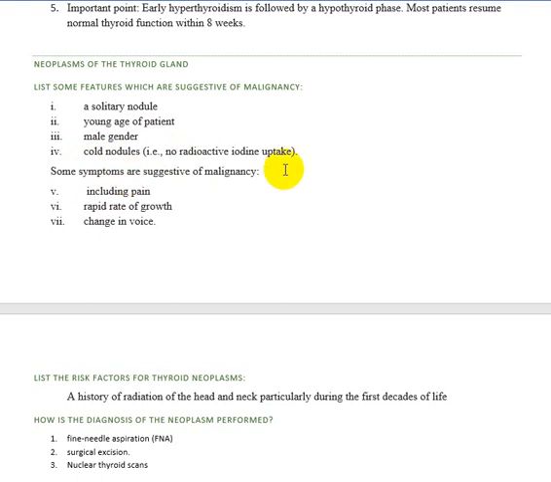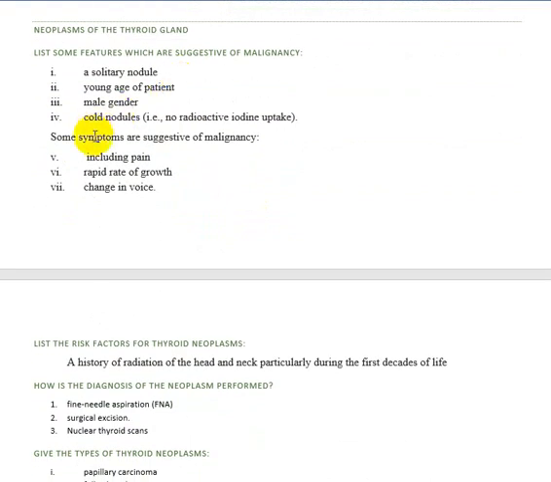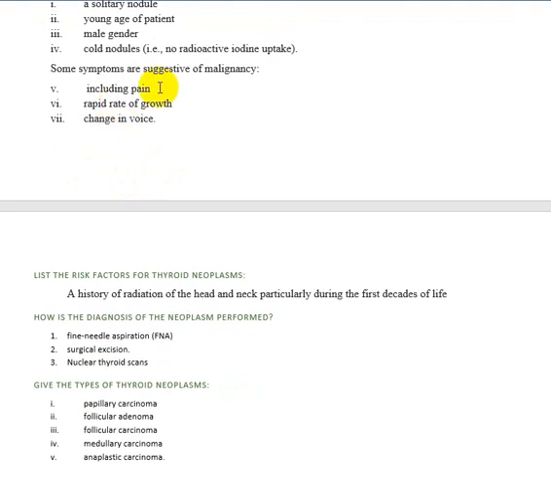Now the symptoms which are suggestive of malignancy: pain. When you have pain at the level of the thyroid gland, it can show a thyroiditis, depending on if you have a bacterial or viral infection. Including pain, you have a rapid rate of growth of the thyroid gland, and you have change of voice. These different signs and symptoms are suggestive of malignancy. You have pain, you have change of voice, and rapid growth.